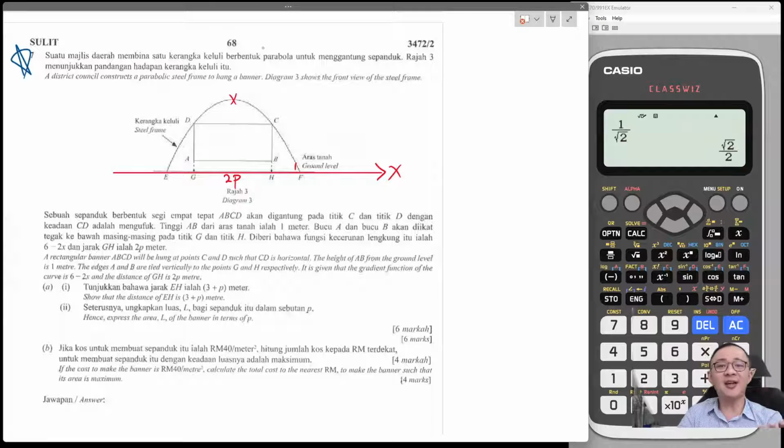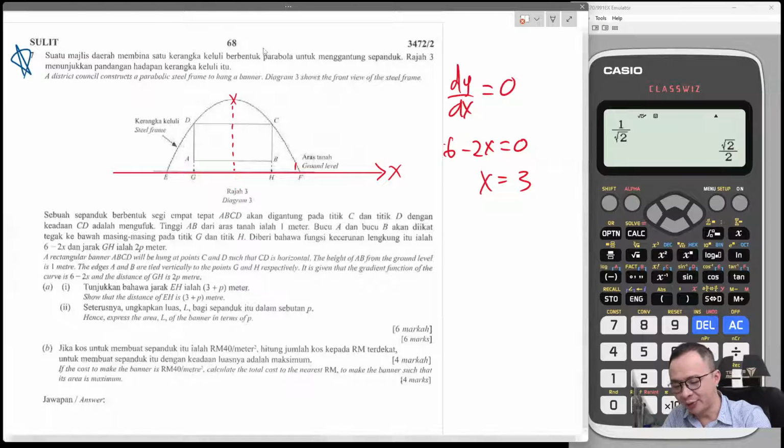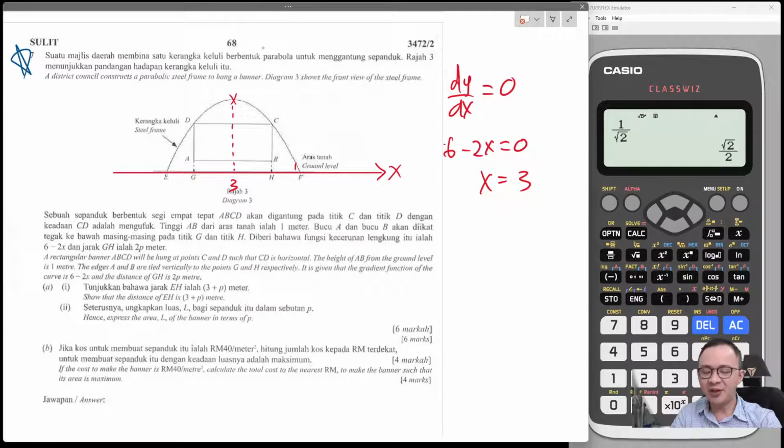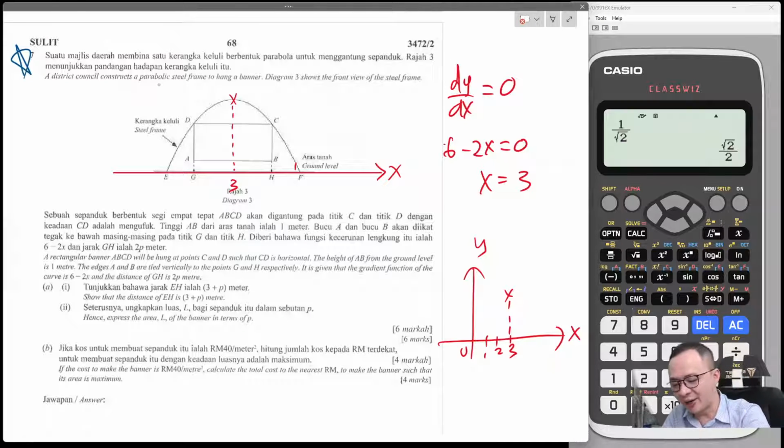So in this case, since I already have the gradient, I can easily find my turning point, isn't it? Because a turning point happens when dy/dx equals 0, right? So my gradient function is my dy/dx. So 6 minus 2x equals 0, then x equals 3. So therefore, I know my turning point's x value will be 3. So if x is 3, when you see the x-axis and y-axis, you should know x is 3 is somewhere here, isn't it? Because we have 0, 1, 2, and 3. So then I will guess my y-axis is somewhere here.